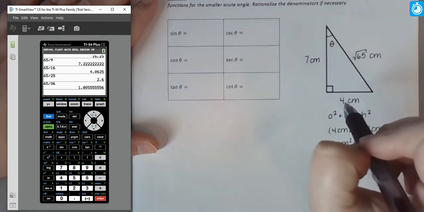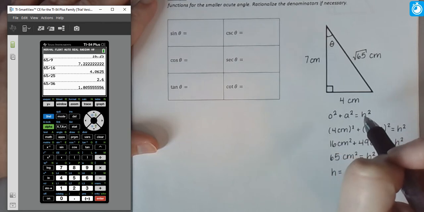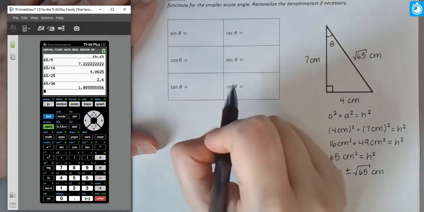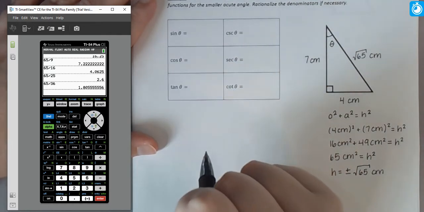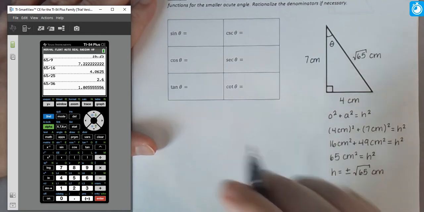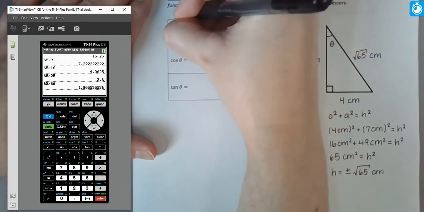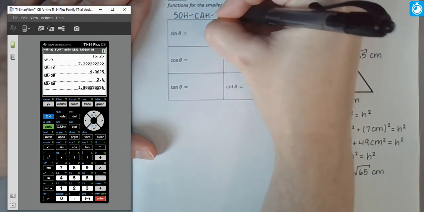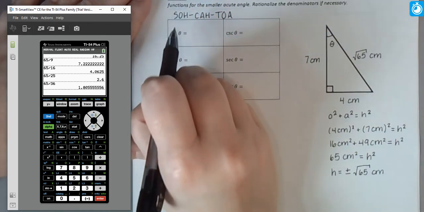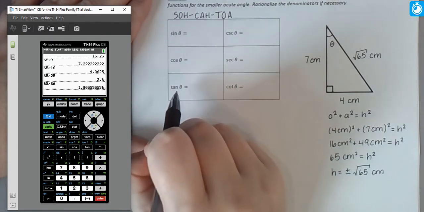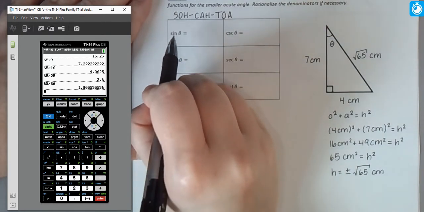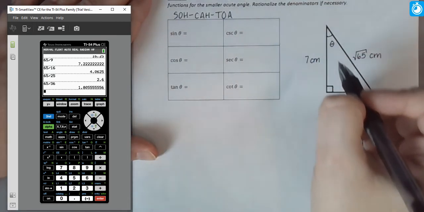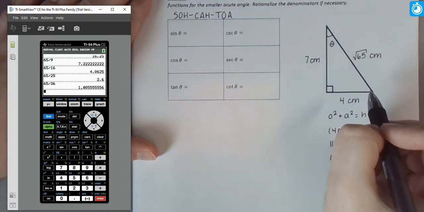So once we have the full triangle filled out, we know all the side lengths, we know where the angle is that we're evaluating in each of these trigonometric functions, we have enough information to find all of these values. So just as a reminder, our acronym, SOH CAH TOA, that's going to give us the information we need to label these three ratios. So sine is defined as the opposite side divided by the hypotenuse. So the opposite side divided by the hypotenuse.